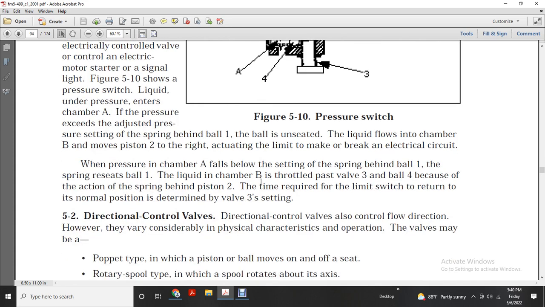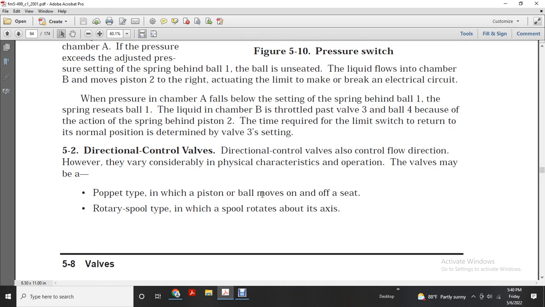When the pressure in chamber A falls below the setting of the spring, the spring behind ball 1 resets ball 1, and the liquid passes from chamber A to B through valve 3 and ball 4, because of the extra spring behind piston 2. The limit switch will return to its normal position at the determined valve 3 settings.